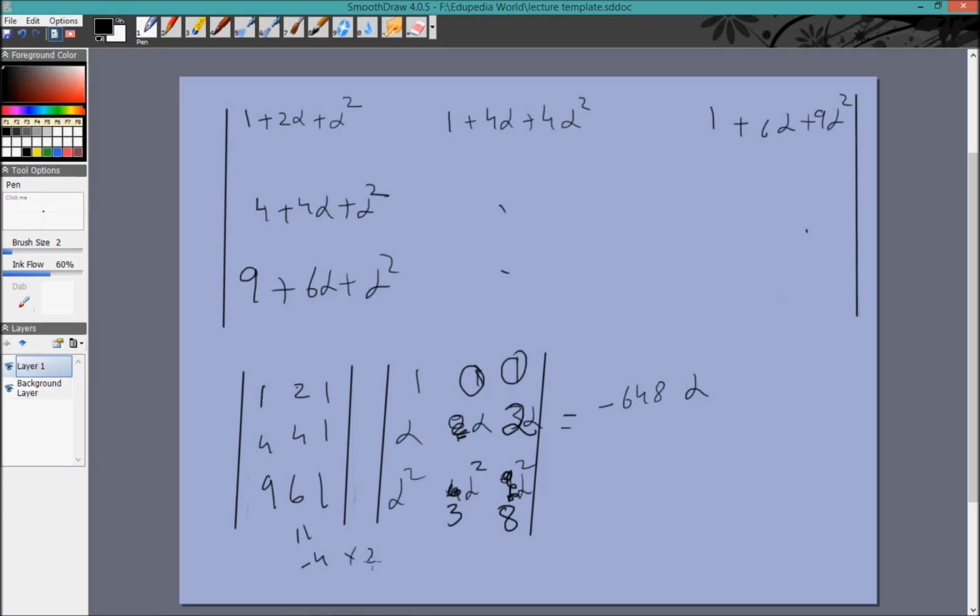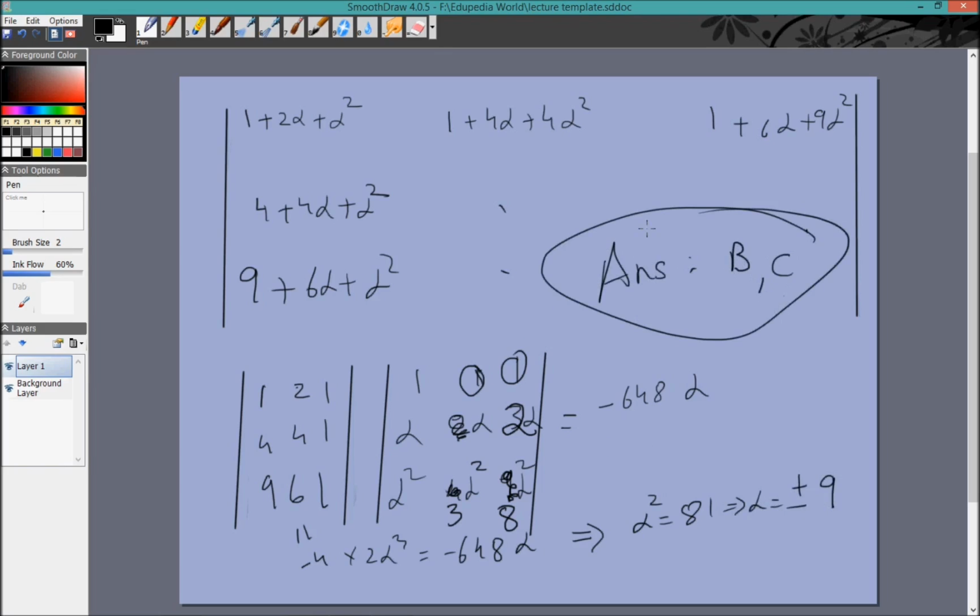So minus 4 multiplied by 2 alpha cube is equal to minus 648 alpha, which gives me alpha squared equal to 81, which gives me alpha is equal to plus or minus 9. And two options were 9 and minus 9, so the answer in this case will be B and C, right?